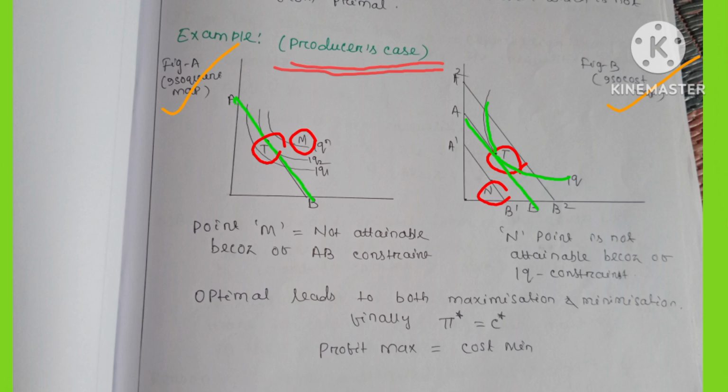So the optimal leads to both maximization and minimization, and finally profit maximization equals cost minimization, right? So in figure A, T point is equal to T point in figure B, that is, profit maximization is equal to cost minimization, right?